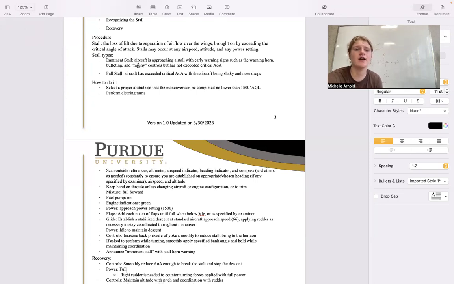So stall types, we've got an imminent stall, in which the aircraft is approaching the stall with early warning signs such as the stall warning horn, buffeting, or mushy controls, but has not exceeded the critical angle of attack. And then you have a full stall, which is when the aircraft has exceeded the critical angle of attack and will begin to get shaky and the nose will drop.